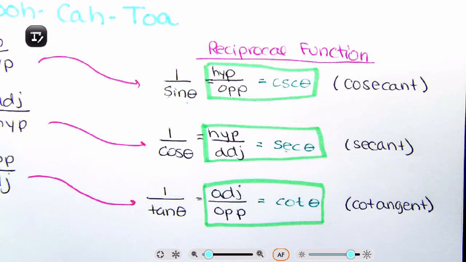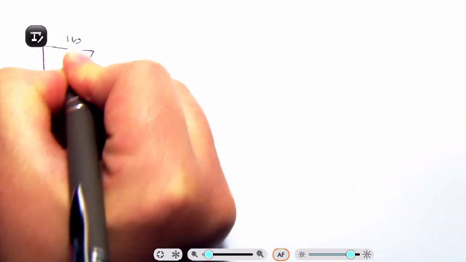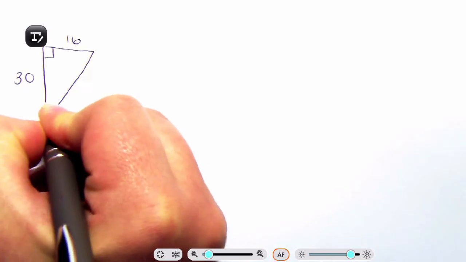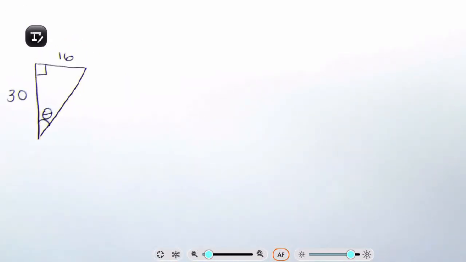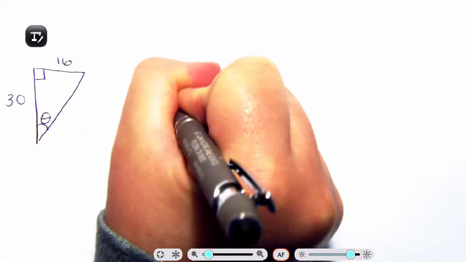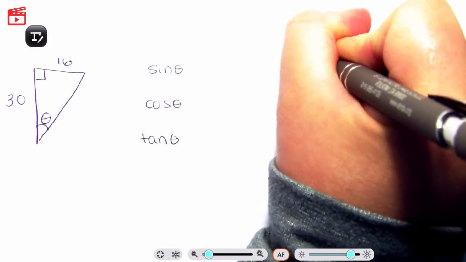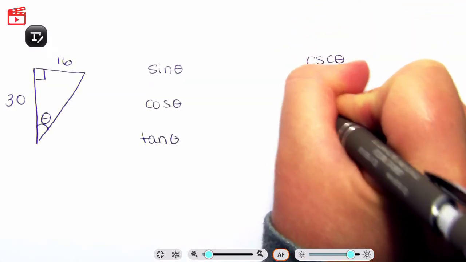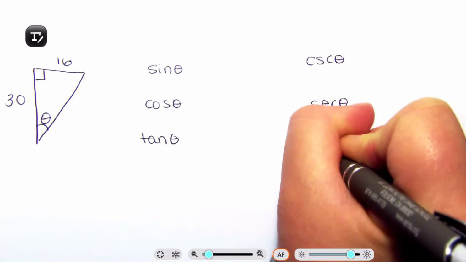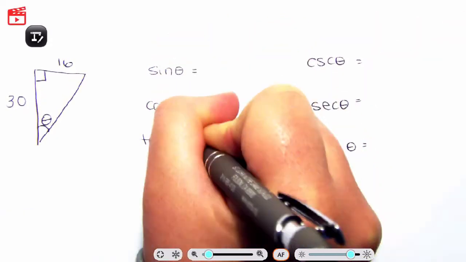Let's go ahead and do one quick example. And with a triangle, this one's going to be 16, this one's going to be 30, and our eyeball is down here with theta. And let's say we want to find all of these. Sine, cosine, tangent. What else do we have? Cosecant, secant, and cotangent. We want to find all of these values for the given triangle.